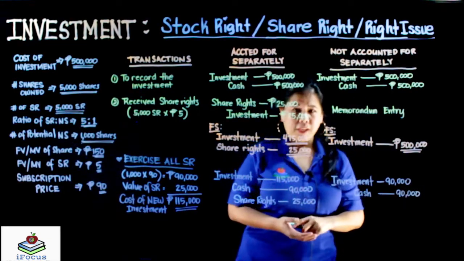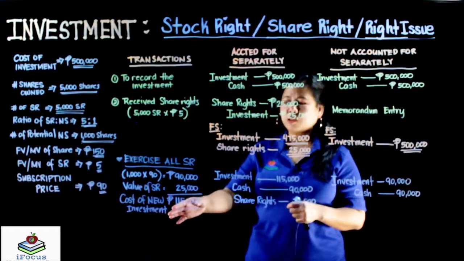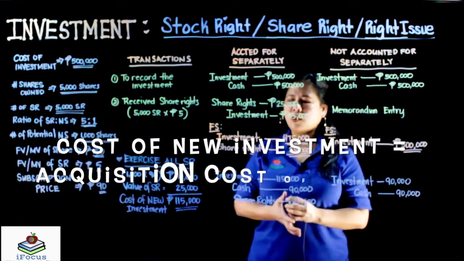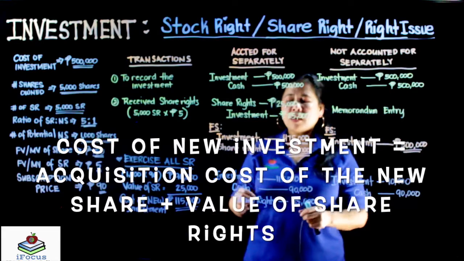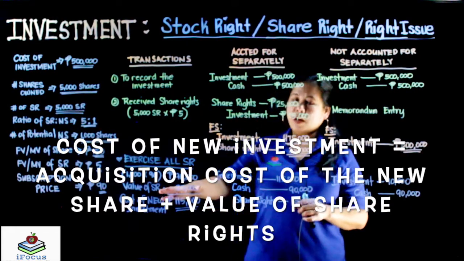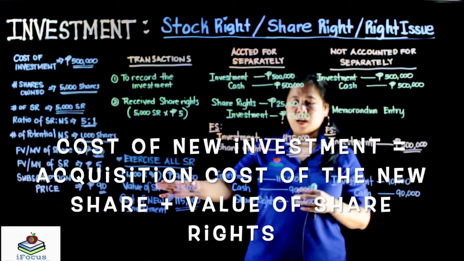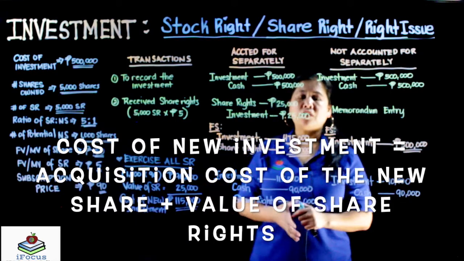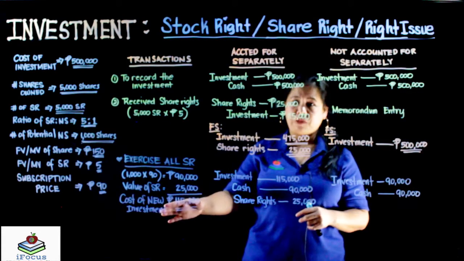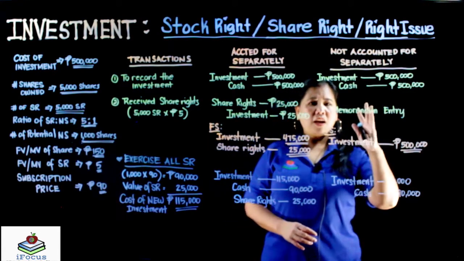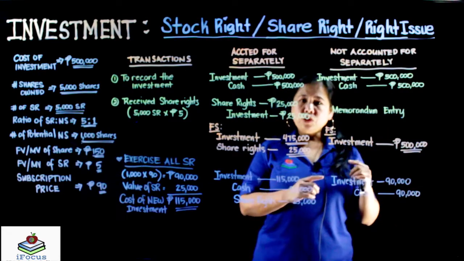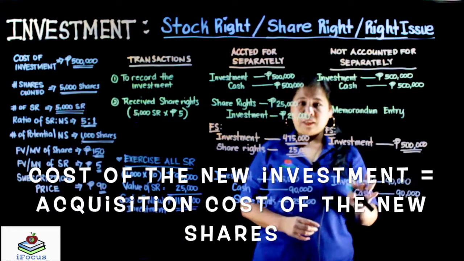So, magkaiba sila kung ang tanong sa'yo, the cost of the new investment under accounted for separately. The cost of the new investment is composed of the subscription price na binayad ni A&D Company or ng investor plus the value of the stock right. The cost of the new investment is 115,000. Pero kapag not accounted for separately naman ang ginagamit ni investor, the new cost of the investment is 90,000.